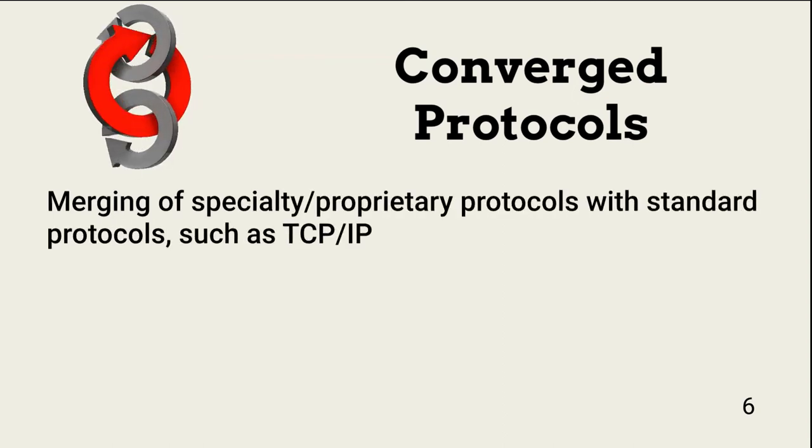Converged protocols leverage standard protocols for network communication. They merge with standard protocols, enabling use of standards instead of completely replacing them with something proprietary. Examples include Fibre Channel over Ethernet, or FCoE, which uses Ethernet to communicate with storage devices.